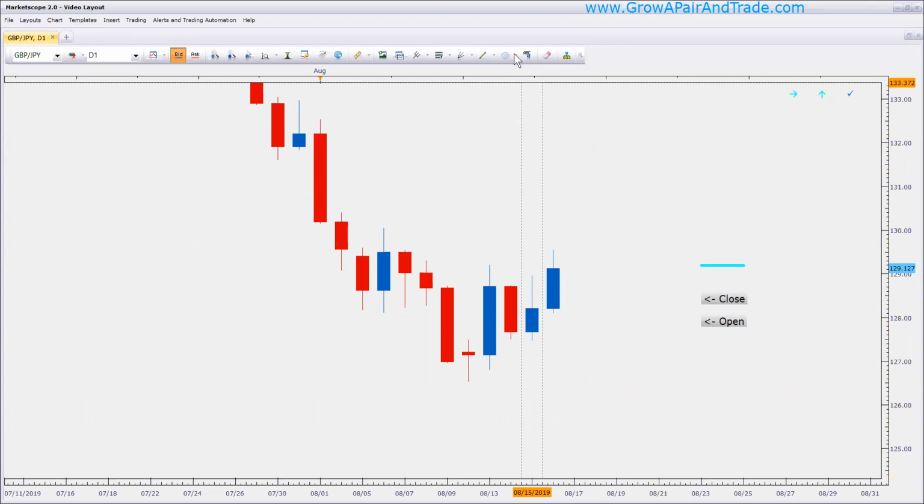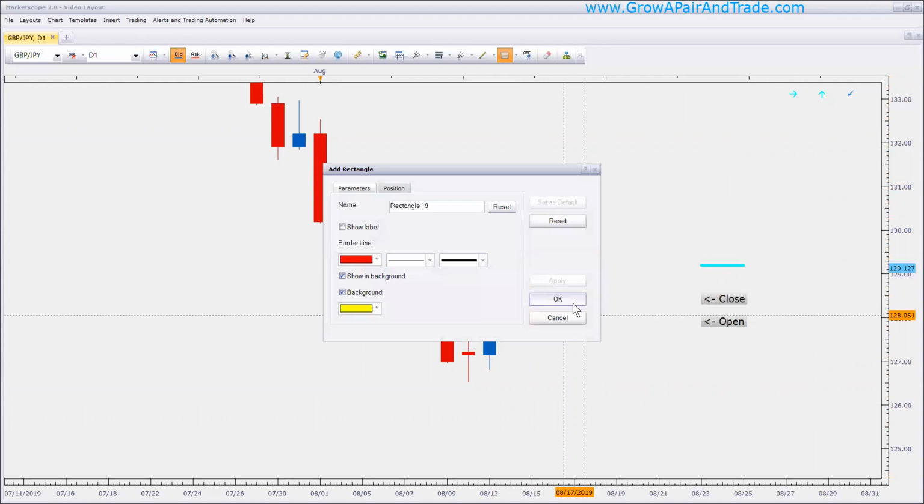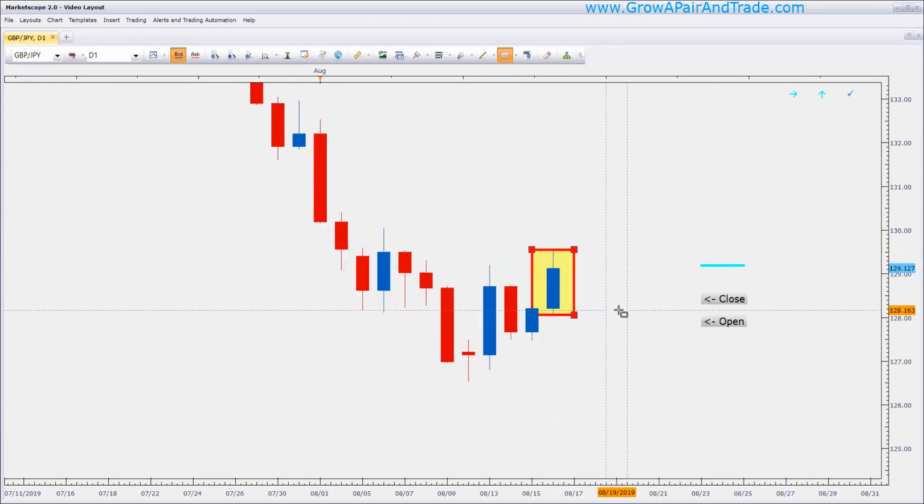All right, so the first thing we're going to do is draw a box around the very first candle, from the top of the wick to the very bottom of the wick. So is that the range? That's the entire range of the price movement for that candle, from the very high to the very low.